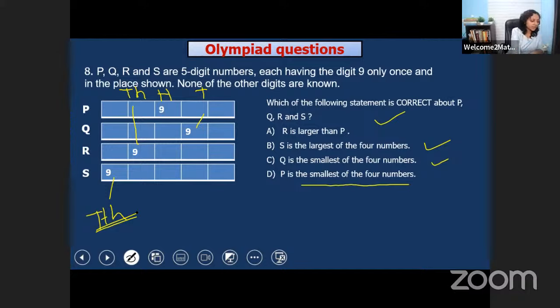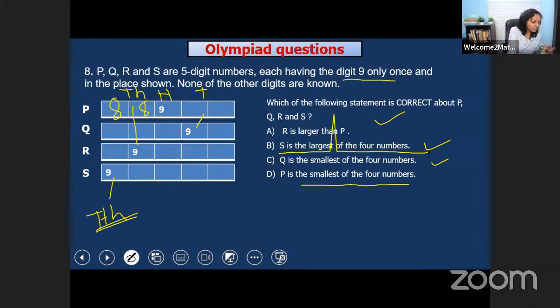Here, if there is a number 8, because we know that we can use 9 only once. So we cannot tell that P is the smallest of the 4 numbers, and Q is the smallest, that we also cannot say because we haven't any idea about the other digits. But we can tell only one thing for sure, that this would be the largest number. And that is S. S would be the largest of the 4 numbers, that we can tell definitely.